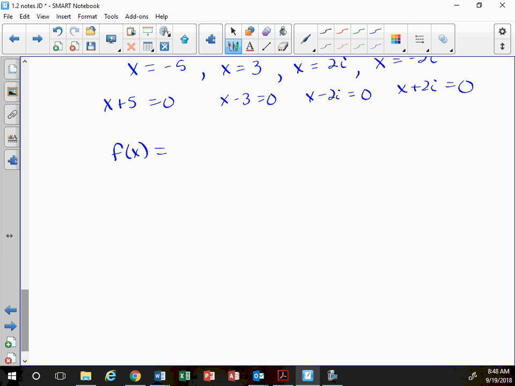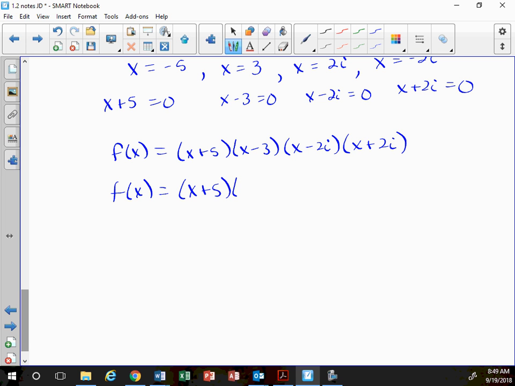So I want a polynomial function, so I'm going to say f of x equals, you can say y equals, pick whatever letter, g of x, you want. Make sure it's an equation though, okay? And then it would be x plus 5 times x minus 3 times x minus 2i times x plus 2i. Okay, yes, that's factored, but do I have real coefficients right now? No. So which ones do you think I need to multiply together? Yeah, so leave those first ones alone, the x plus 5, x minus 3.